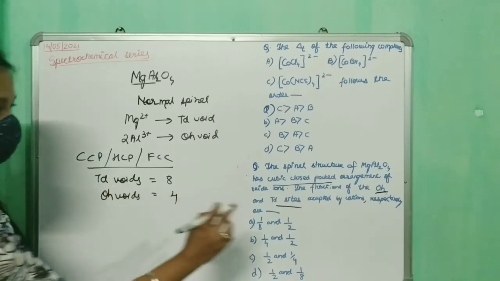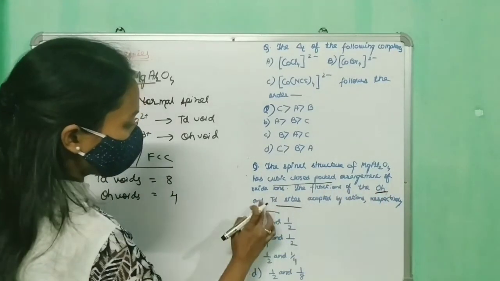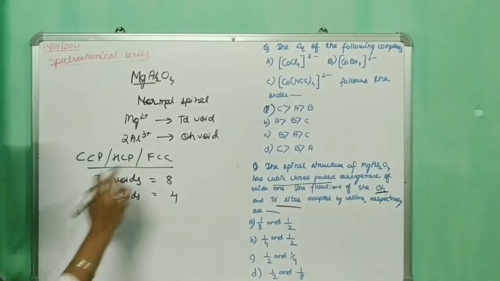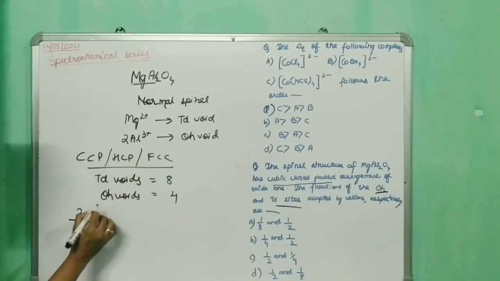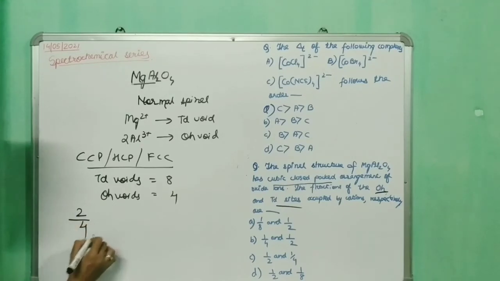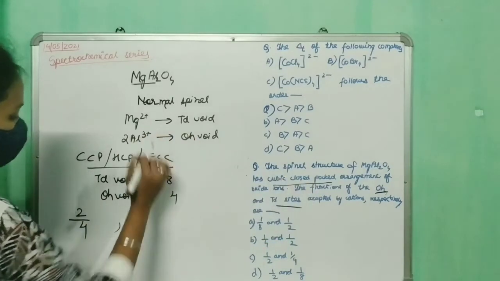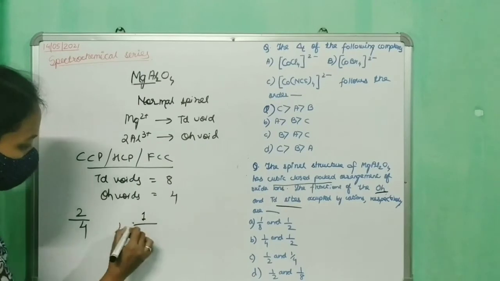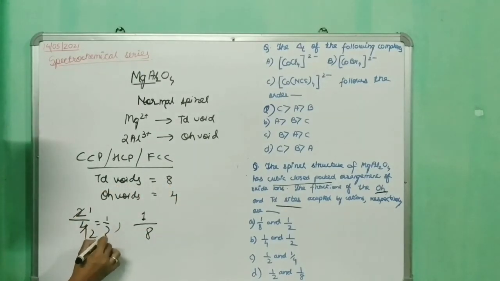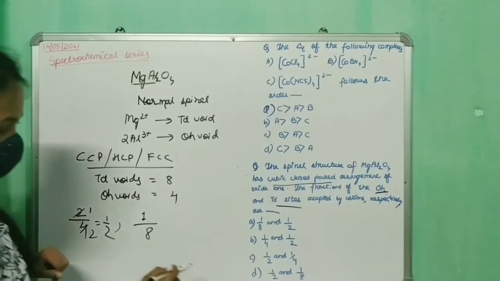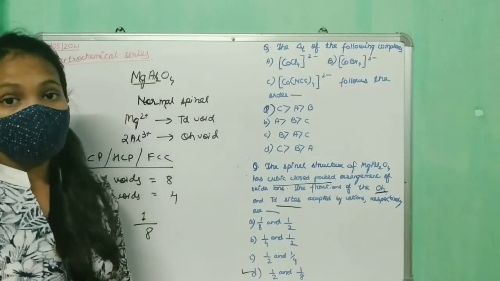Now they have asked the fractions of the octahedral and tetrahedral sites. Octahedral, there are 2, so we take 2 by the total octahedral voids, which is 4, and tetrahedral there is 1, and the total tetrahedral is 8. That means the answer will be 1 by 2 and 1 by 8. Therefore, option D is the right answer.